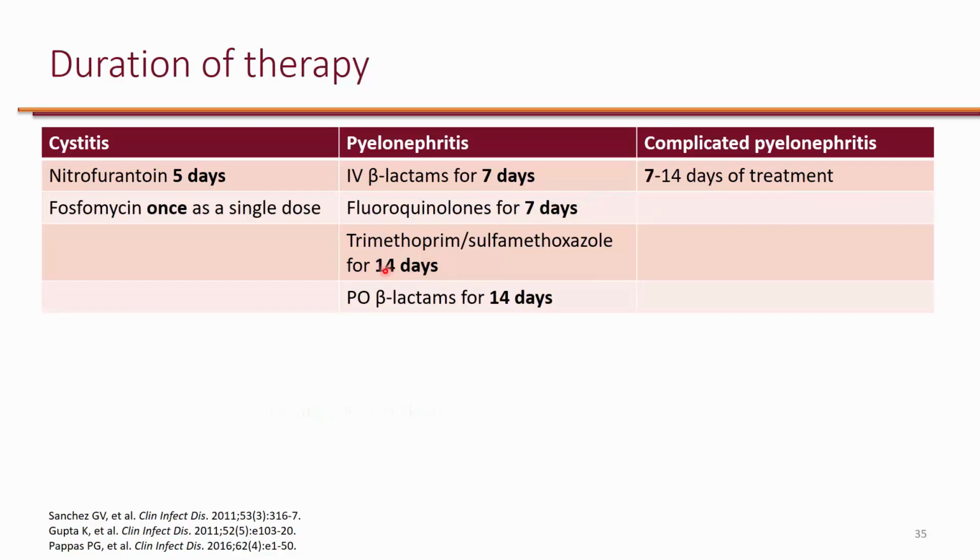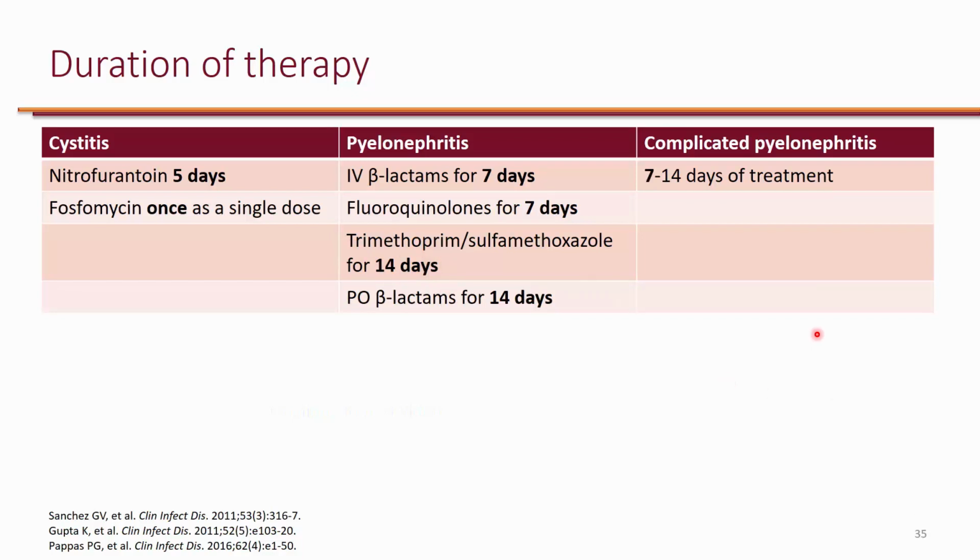With Bactrim, 14 days is required, as well as PO beta-lactams. Because PO beta-lactams are inferior to IV beta-lactams, you need 14 days of treatment, and PO beta-lactams are last option. Let's say if someone got 3 days of IV beta-lactam, then they get 11 days of trim sulfa to complete 14 days of treatment.